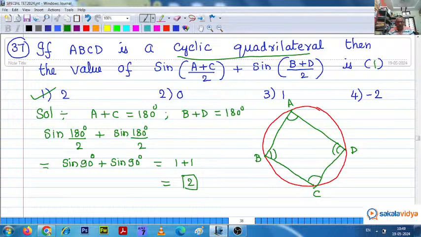I hope you might have got an idea. Yes, in a cyclic quadrilateral opposite angles are supplementary. So A plus C is equal to 180, B plus D is equal to 180. Sine of 180 by 2 plus sine of 180 by 2, sine 90 plus sine 90. Sine 90 is 1, so 1 plus 1 is 2. Our answer is 2. Right. So let us move to the next question.